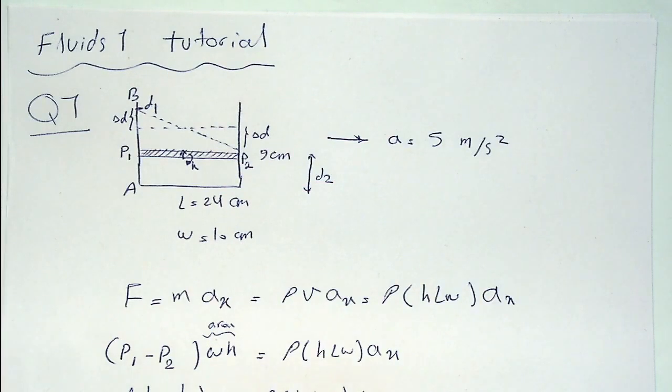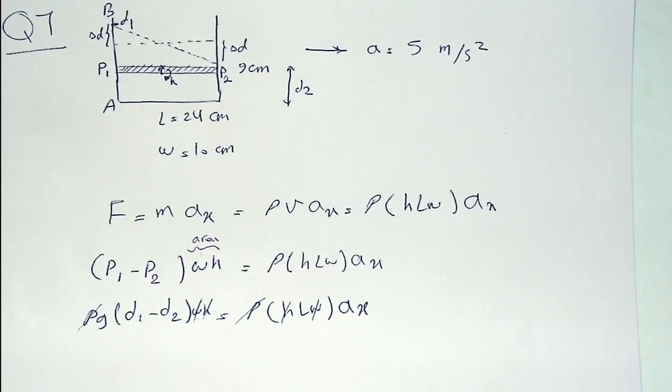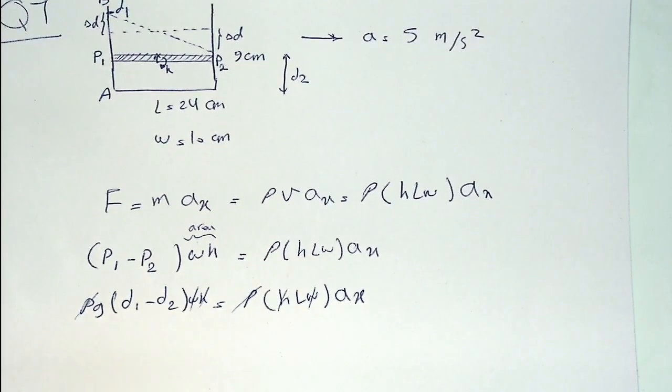So I have rho in both sides. I have W and H. Sorry, could you repeat that? Sorry. I tend to forget that. Just remind me, please. So we have rho, W and H in both sides, so they cancel out. And using this, you would get D1 minus D2 equal to LAX over G.